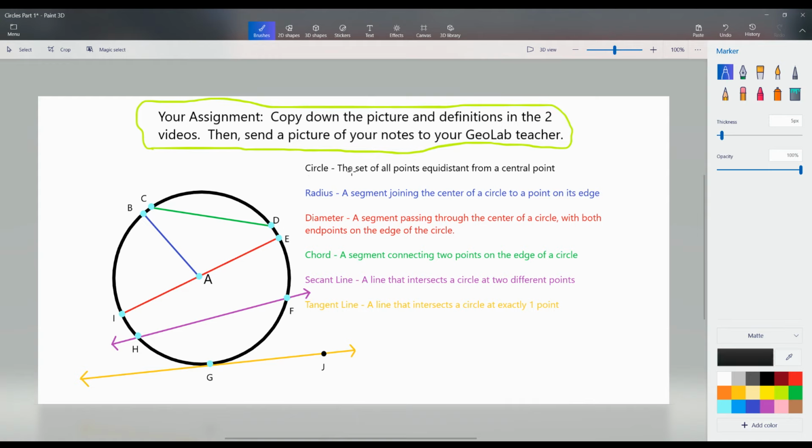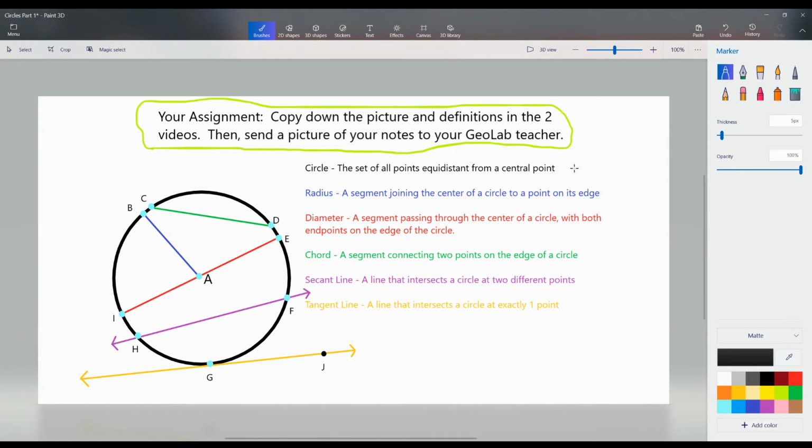A circle is the set of all points that are equidistant from a central point. So if you look in my big picture over here, A is the center of the circle, dead middle right there. And I have all these other dots right here, B, C, D, these aqua colored dots along the edge. All of those aqua colored dots are the same distance away to A. That's what makes something a circle. It's all the points that are the same distance from your center.